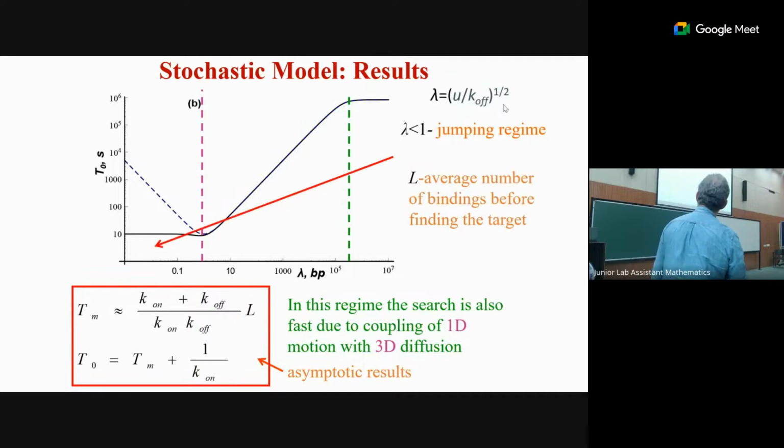And there is one more regime, which I call the jumping regime. This is the regime when your scanning length is smaller than the target size. For simplicity, I took the target size as a unit, as 1. So this is the case that I told you about before. You come to DNA, but you don't slide, and you dissociate. You come, dissociate, come, dissociate. So you do a lot of cycles, but this regime is different from the previous one.